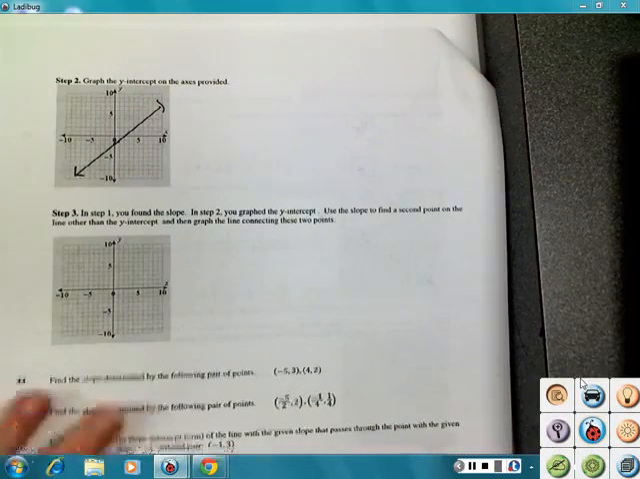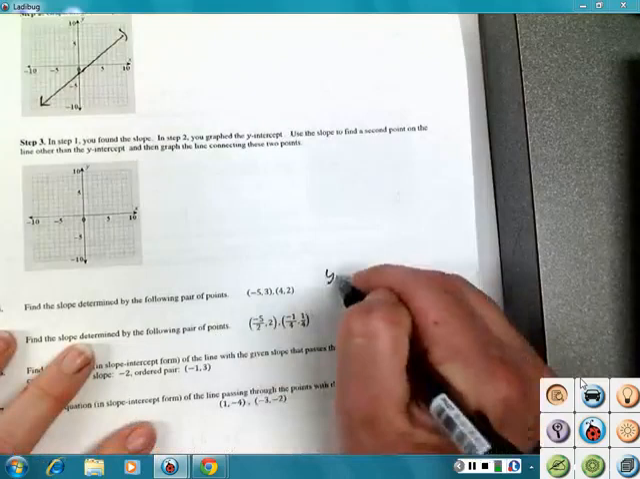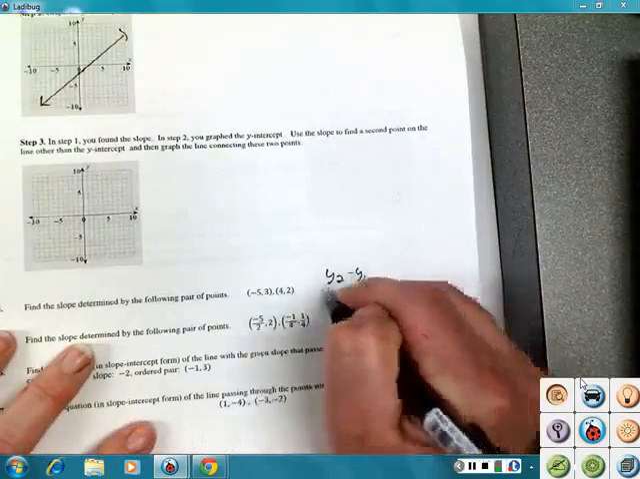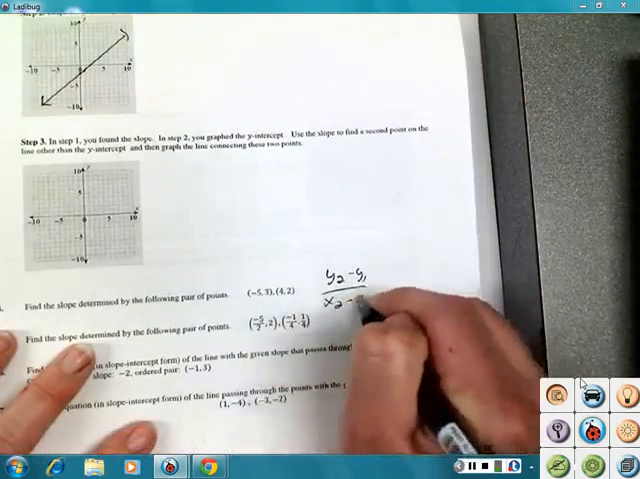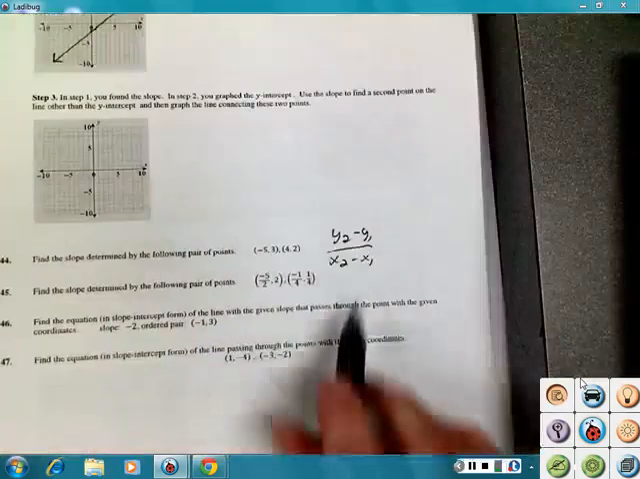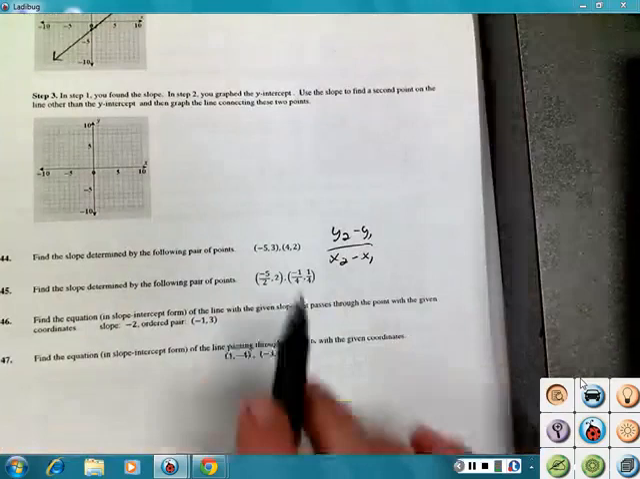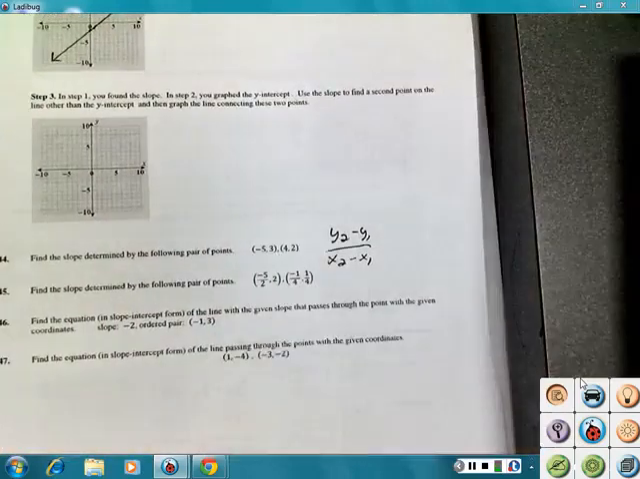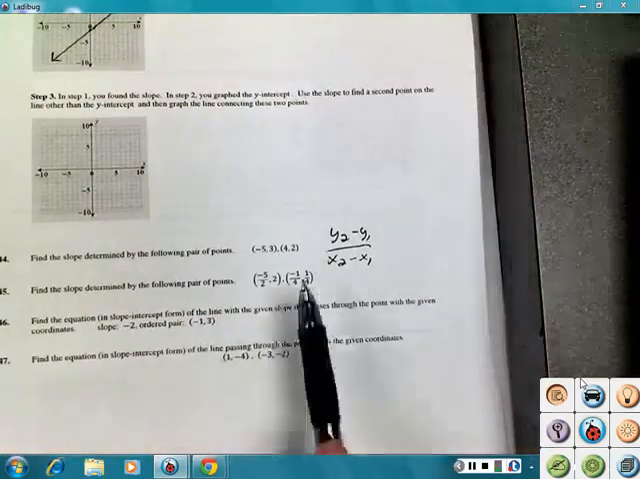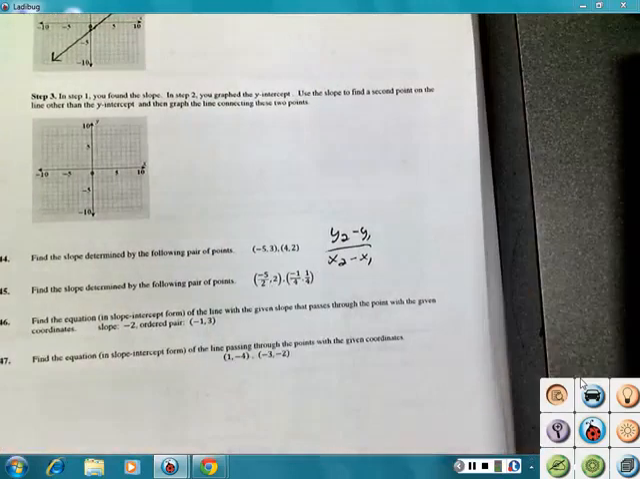Does it matter? It doesn't really, but the equation itself is y2 minus y1 over x2 minus x1. They're backwards. It's just meaning that you have 2 points, but it doesn't make any difference with that. So then I just plug in my points and solve it. You good with that? Okay. What about number 45? Do that one.